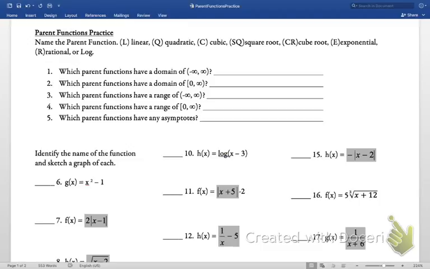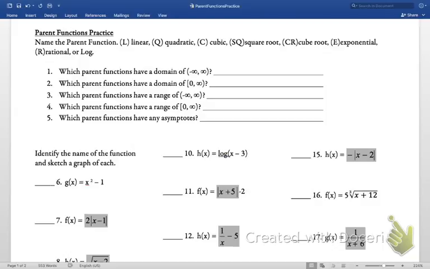I know it looks like there's a lot of problems, but they're really short and simple. We're going to go through the first 5 real quick. So we have all the parent functions who have a domain of negative infinity to positive infinity. We're just going to go down the list and see which ones they are, alright? So you can use your notes for this.